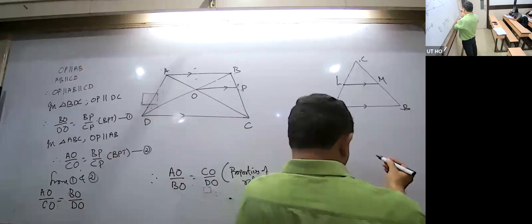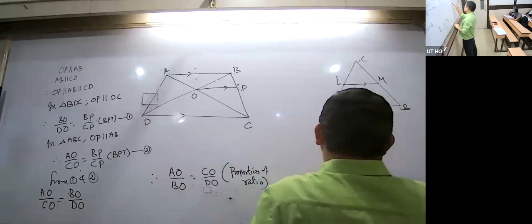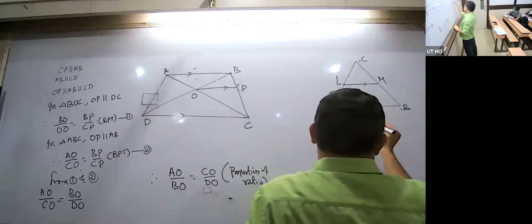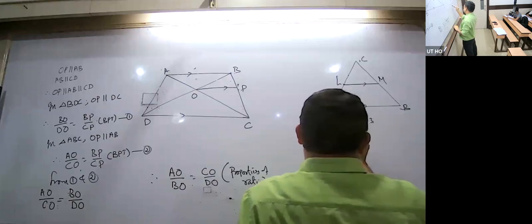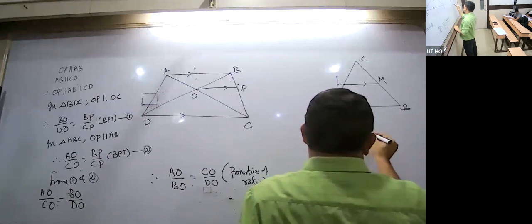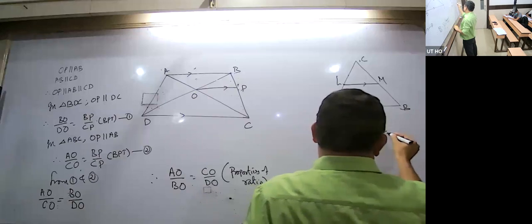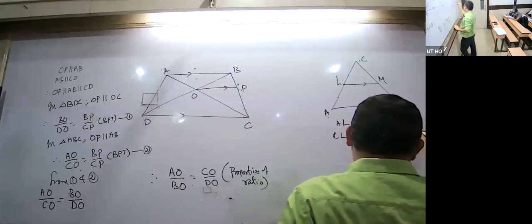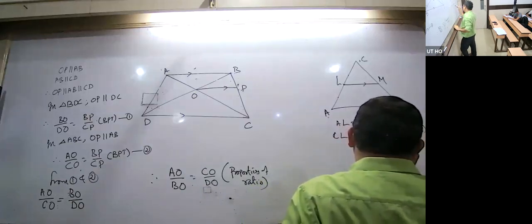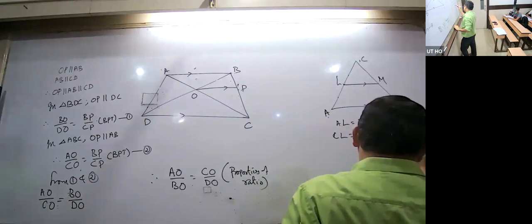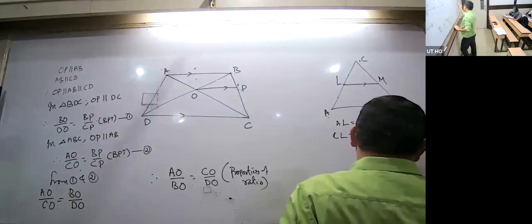What do you have? AL, do you have? Yes, sir, X minus 3. Do you have AC? Yes, sir. Therefore, CL is equal to AC minus AL, that is 2X minus (X minus 3). If you open the bracket, that is 2X minus X plus 3, X plus 3. Are you all okay?